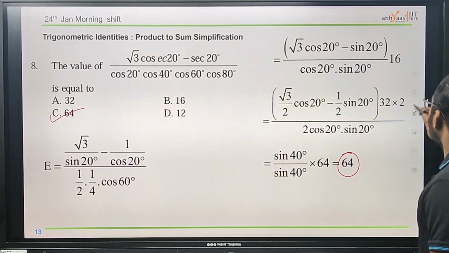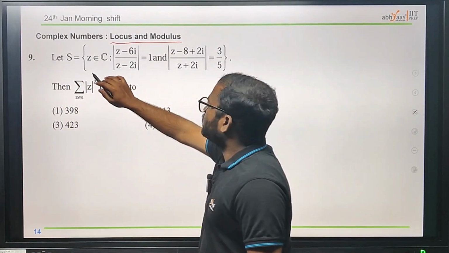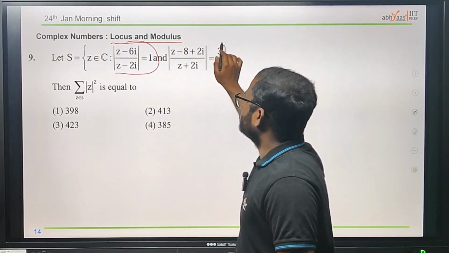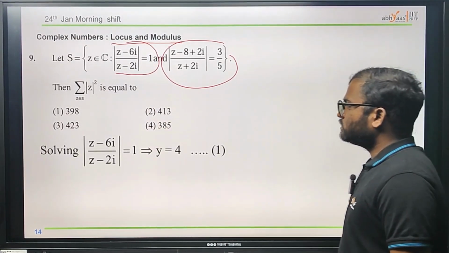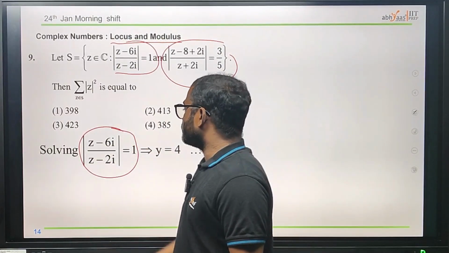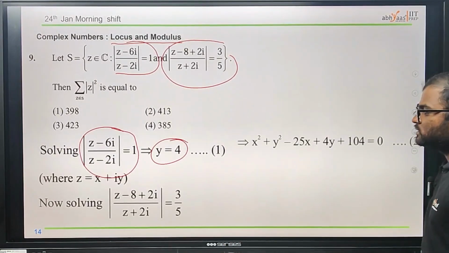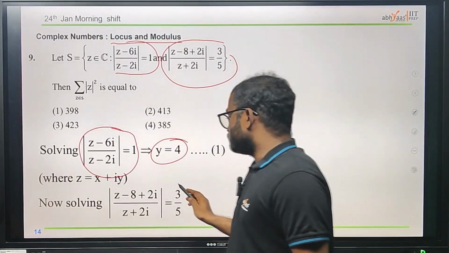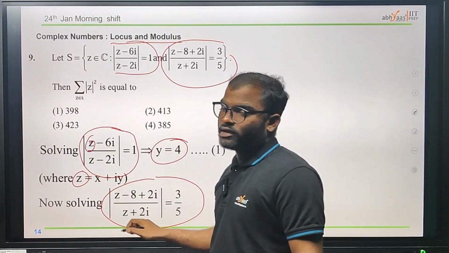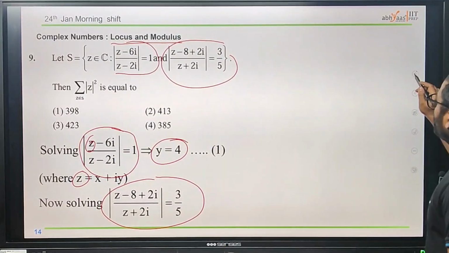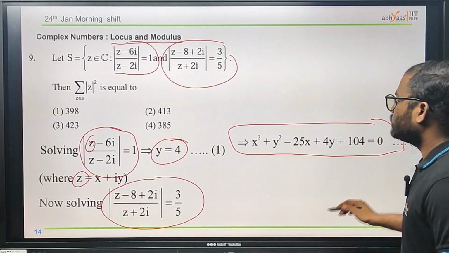Next, on the basis of complex numbers, locus and modulus. If we observe, they gave the circle which is this one and also this one. Now we need to find the modulus whole square. Solving this, if you take z as x plus iy, we get y equal to 4 as equation 1, and similarly solving for this as well. Then x square plus y square gives equation 2, just substituting equation 1.